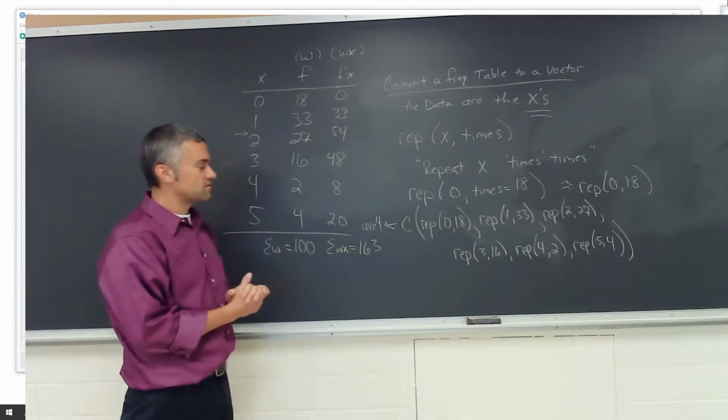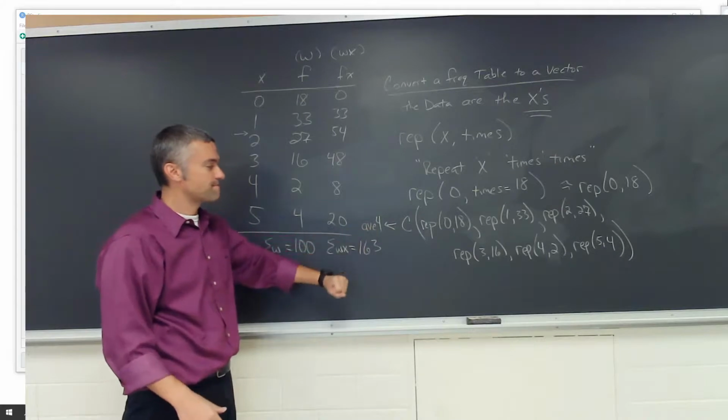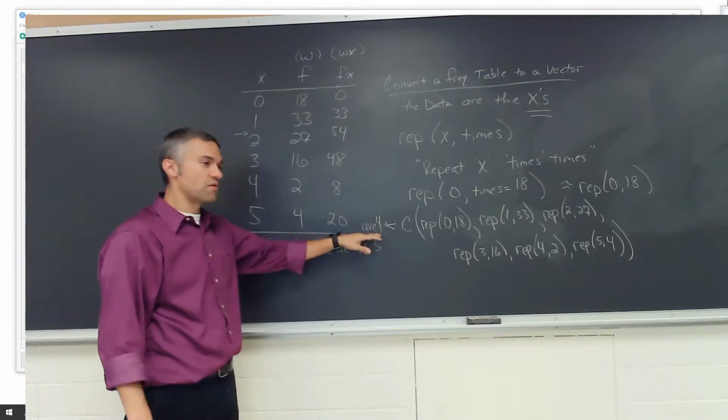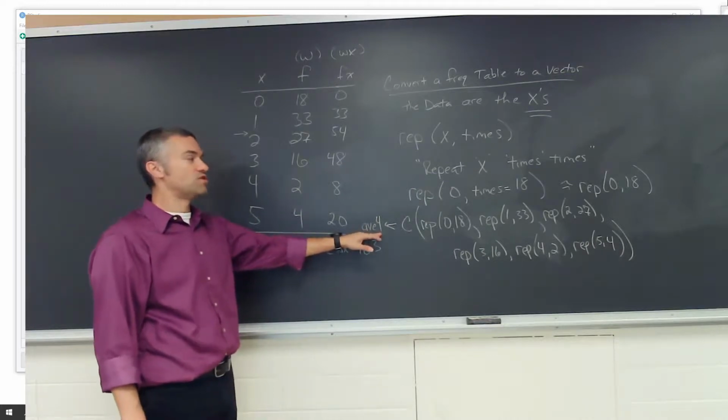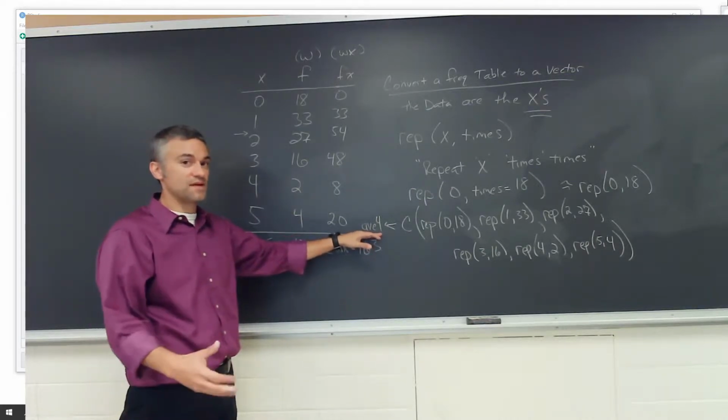All right. So go ahead and do that. And then once you get Av4 in, calculate the mean of the F4. You should have exactly the same mean that we've already calculated.